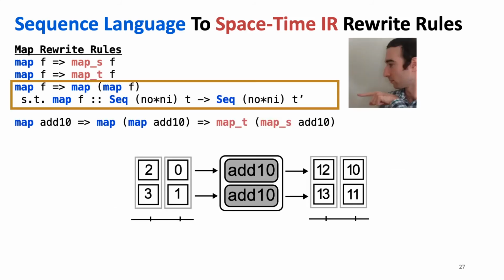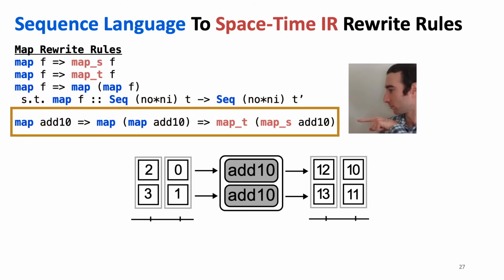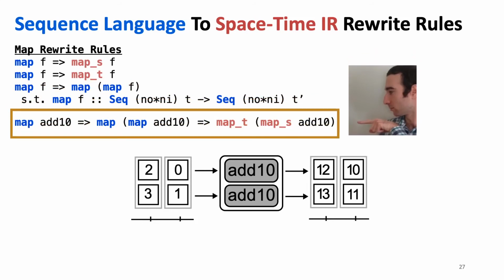To generate partially parallel space-time IR programs, Aetherling includes a standard rule that splits maps into nested maps. By first applying the nesting rewrite rule, and then the fully parallel and fully sequential rules, a sequence language map can be converted into a partially parallel space-time IR program which compiles to the circuit at the bottom of the screen.